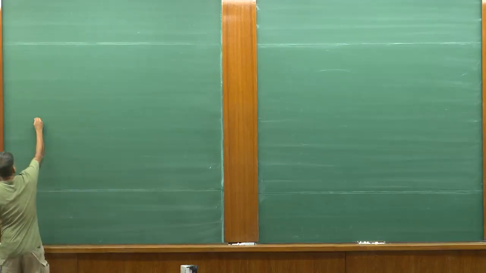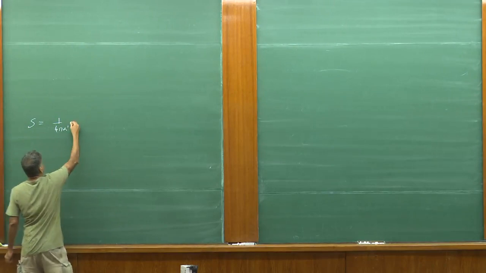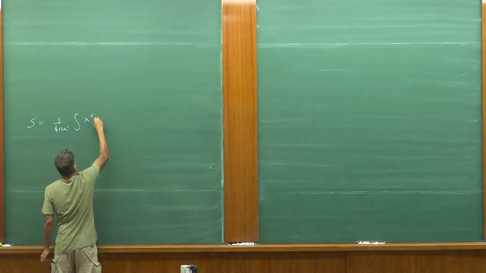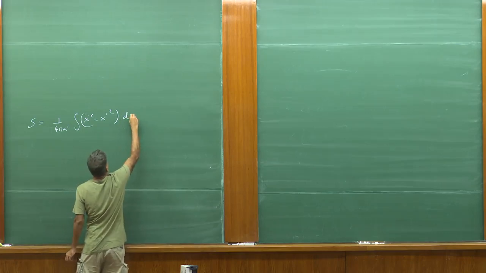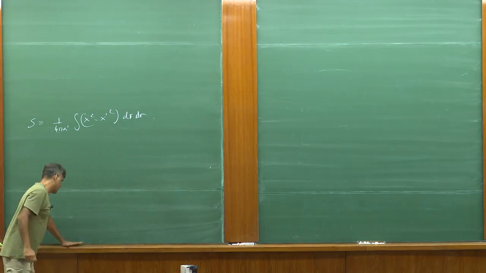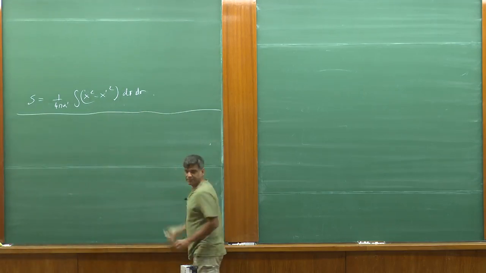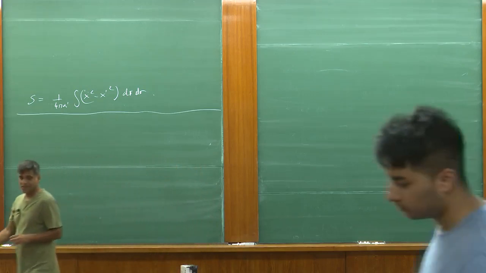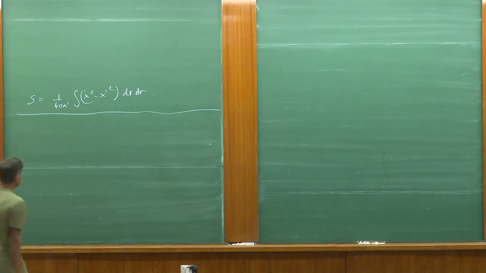In the last lecture we were talking about the free boson. The action was 1 over 4 pi alpha prime, integral of x dot squared minus x prime squared, d tau d sigma. You remember that we wrote down a mode expansion, the most general solution for this action.